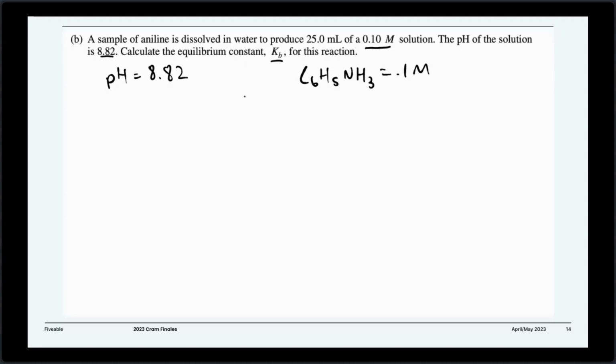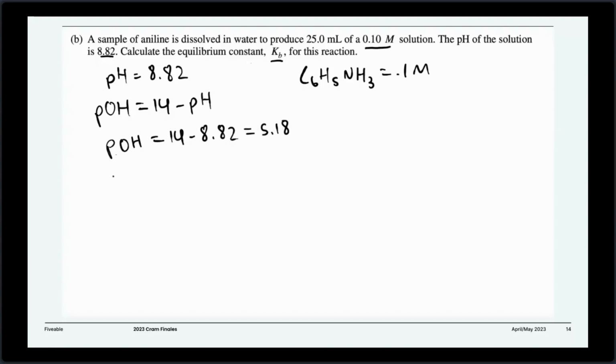All right, so we have pH. Now, how do we get the concentration of OH minus and the conjugate acid of aniline? We first start with the equation pOH equals 14 minus pH, and that's how we find our pOH. Since we're dealing with bases, we need to find pOH. All we have to do is 14 minus 8.82, which gets you 5.18. Alright, so now we have our pOH.